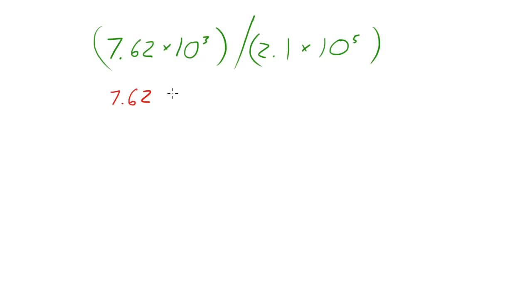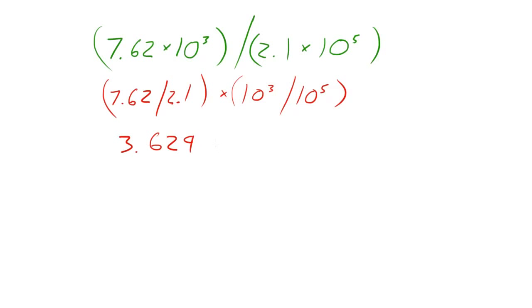7.62. Again, we're dividing, so we have to divide by 2.1, and then we multiply that by 10 to the third divided by 10 to the fifth. So let's go ahead and solve both sides of these equations. 7.62 divided by 2.1 equals 3.629, and we need to multiply that by, and I'm just going to skip a step here, 3 minus 5 equals negative 2, so that's 10 to the negative 2.